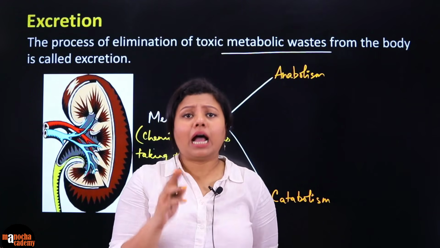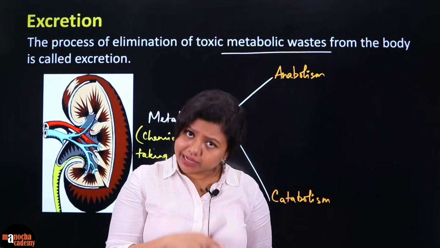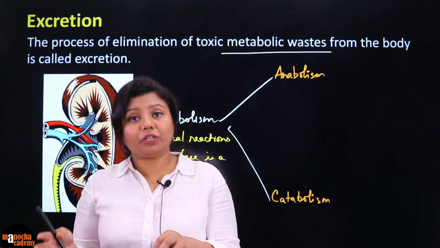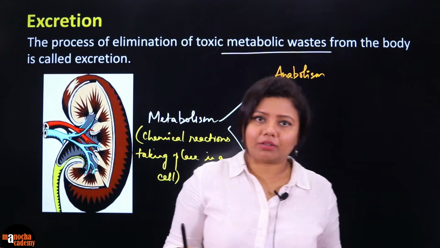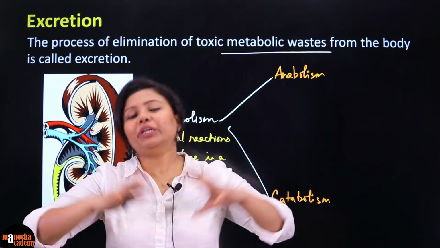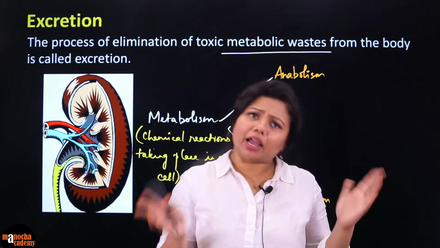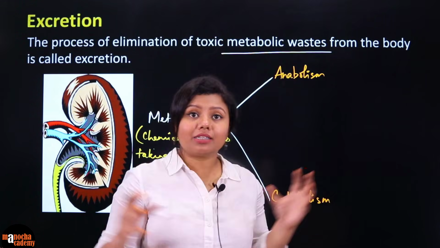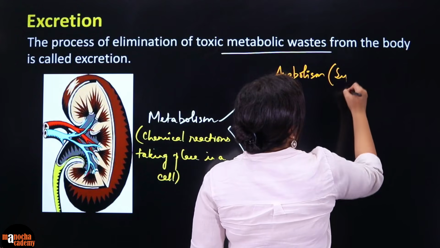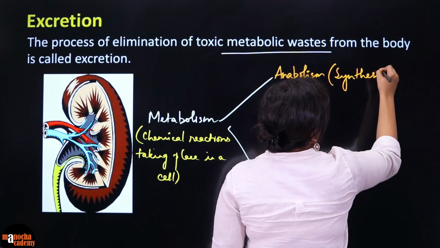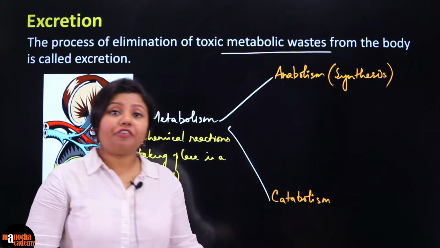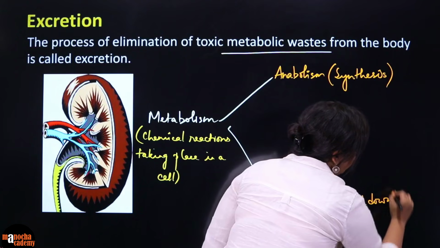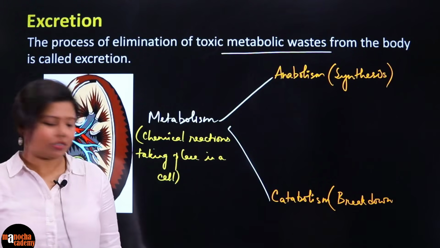Think about it. Either you need to synthesize glucose or you need to break down glucose. Either you need to synthesize protein or you need to break down protein. Either you need to synthesize fat or you need to break down fat. Two things can happen, either you synthesize or you break down. When you are synthesizing something, it is known as anabolism, which denotes synthesis. And if you are breaking down something, then the process is known as catabolism, or breakdown process.